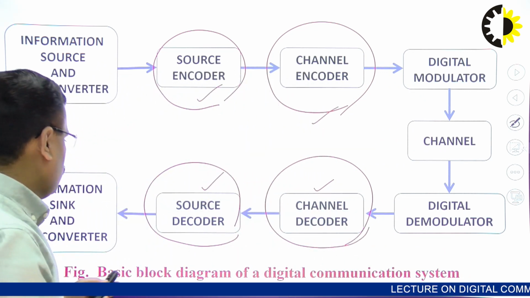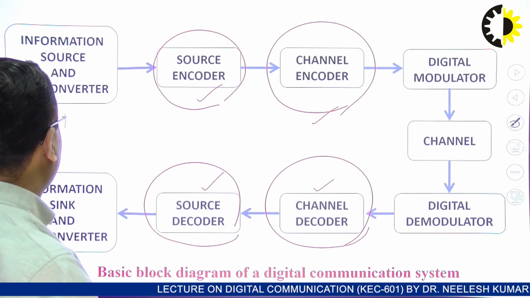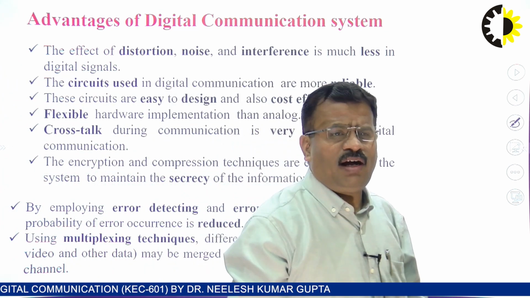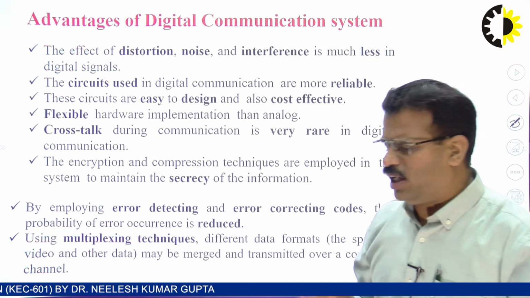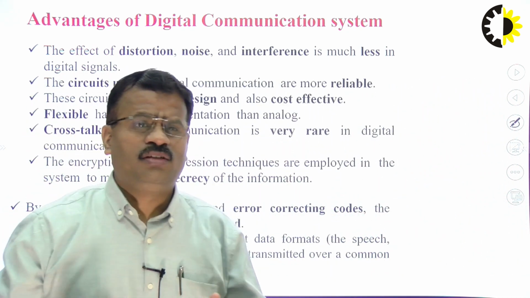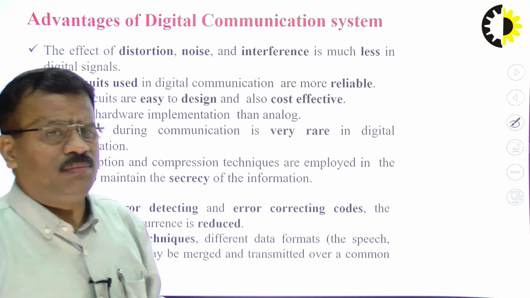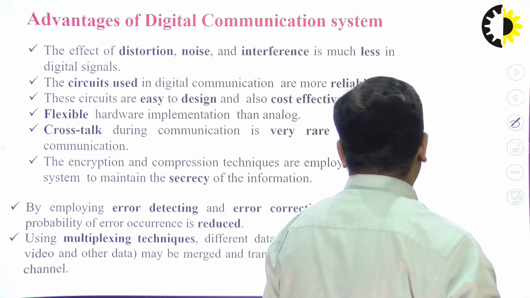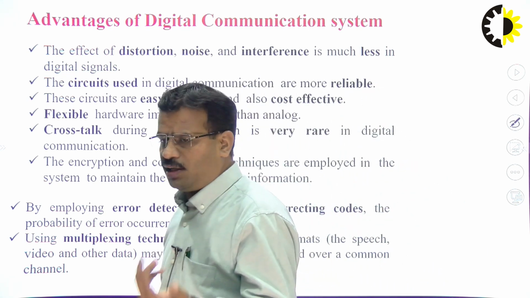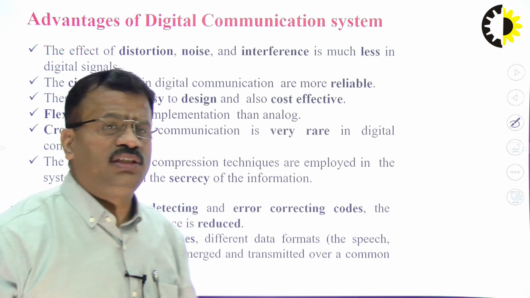Last time I also told this block diagram in detail. Again I summarize this block diagram, and the advantages I also told you in my last lecture. Why am I repeating again and again? Because these are very important and you have to keep them in your mind. What are the benefits of digital communication over the conventional analog communication system? In terms of distortion, noise, reliability, cost, crosstalk, flexibility, detection, correction, security, privacy, multiplexing, and so on. So these are the advantages.